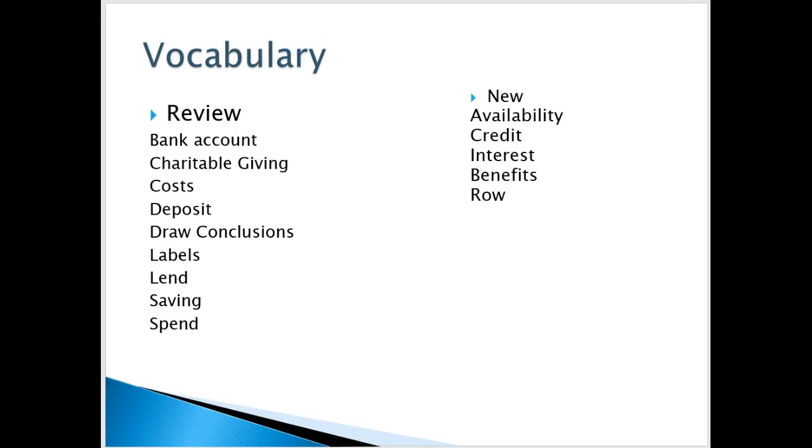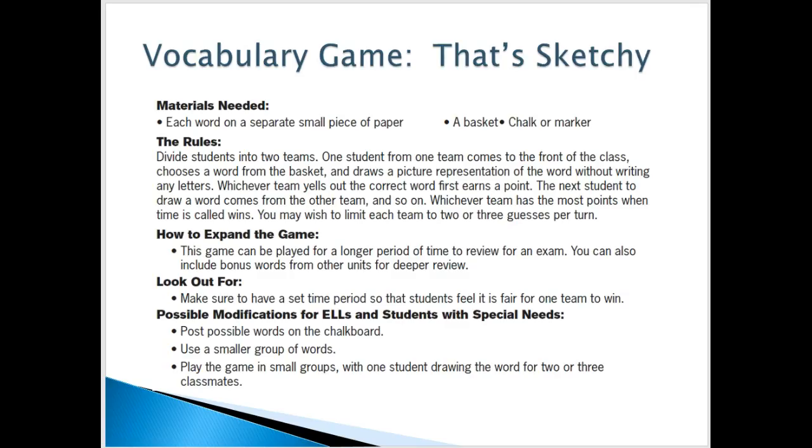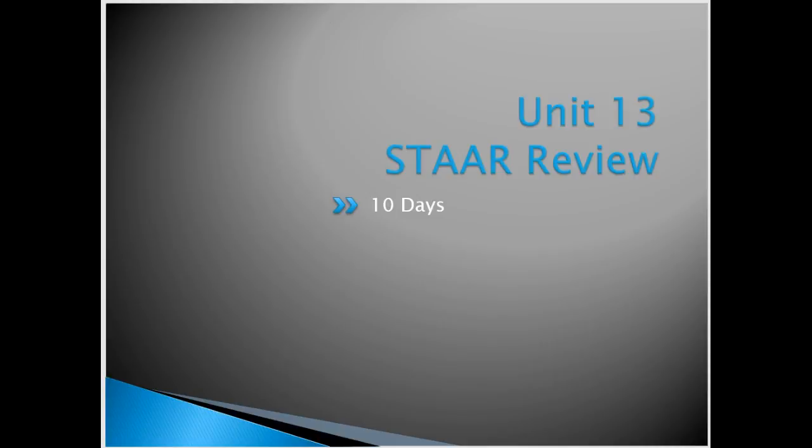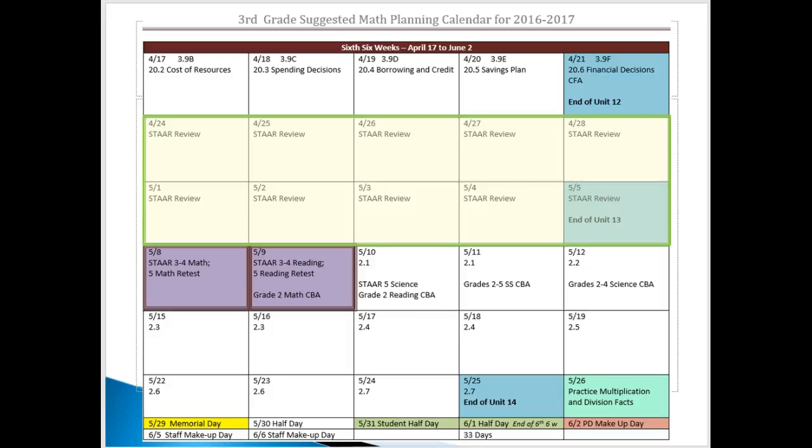Vocabulary, we don't have a lot of new vocabulary words, only 5, and then you have some review words as well. There's a vocabulary game called That's Sketchy, similar to Pictionary, so you might want to share this with the kids to go over vocabulary words. Then you have 10 days for STAR review, and this is what your calendar would look like.